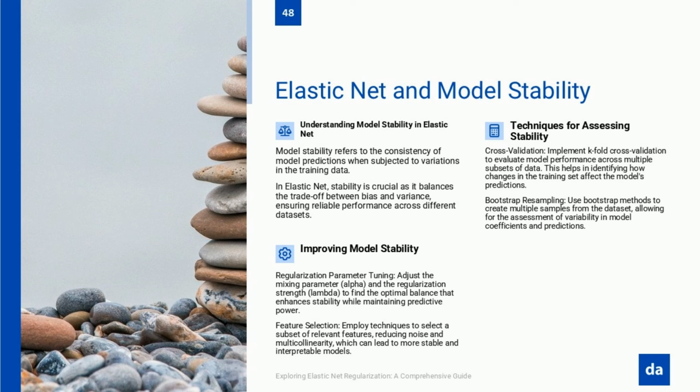A stable model is also easier to interpret and trust. If business leaders, doctors, or financial analysts rely on machine learning models to make decisions, they need confidence that the model won't produce wildly different predictions every time it's retrained. Elastic Net helps maintain stability by balancing feature selection with coefficient shrinkage, ensuring that the model remains both interpretable and robust. Now that we understand how Elastic Net improves model stability, the next step is analyzing how it impacts predictive performance, because at the end of the day, a model's effectiveness is measured by how well it makes accurate predictions.